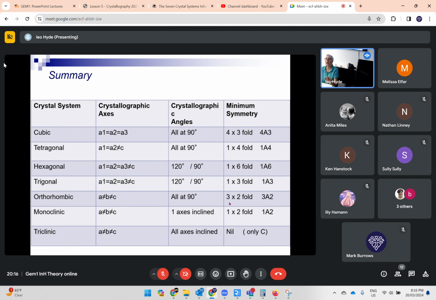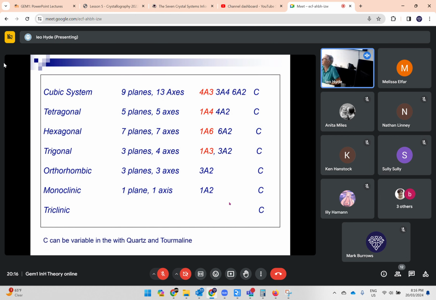Are they talking about A equals B equals C and all angles are 90 degrees? Or are they talking minimum symmetry? You have to read the question correctly to give them the right information. And if they want to ask, for instance, how many planes of symmetry in the cubic system and you haven't got a clue, you'll lose half a mark.